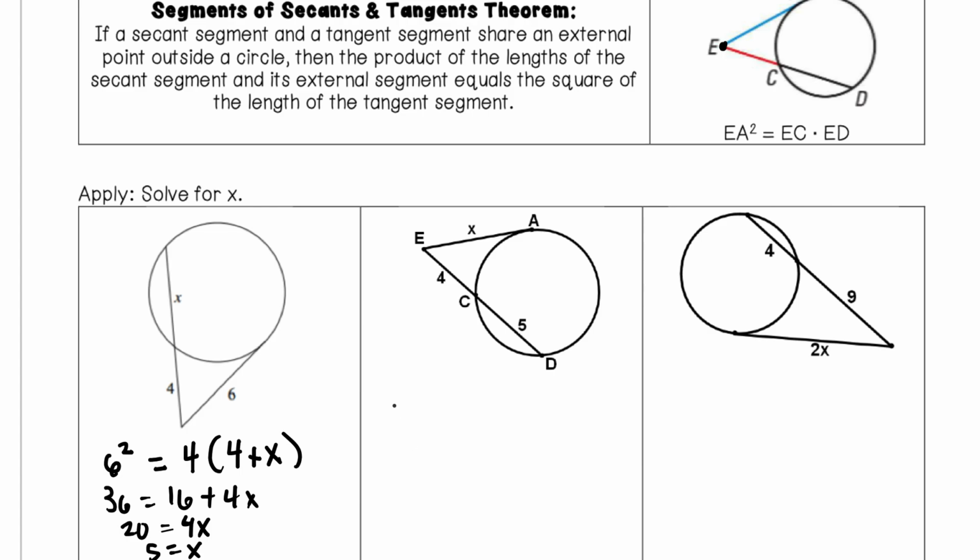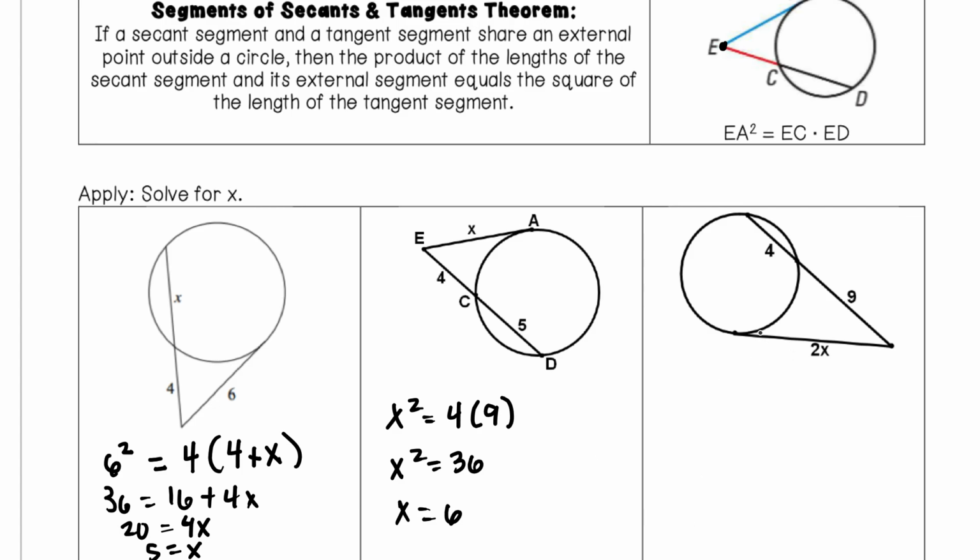Here we've got x squared should equal 4 times 9, and I'm getting that from the external, times 4 plus 5. So x squared should equal 36. Take the square root on each side, x is equal to 6.